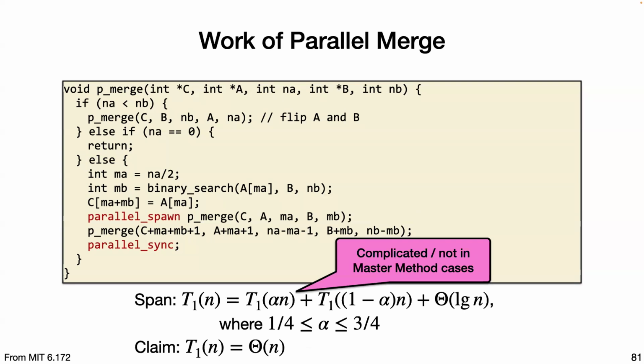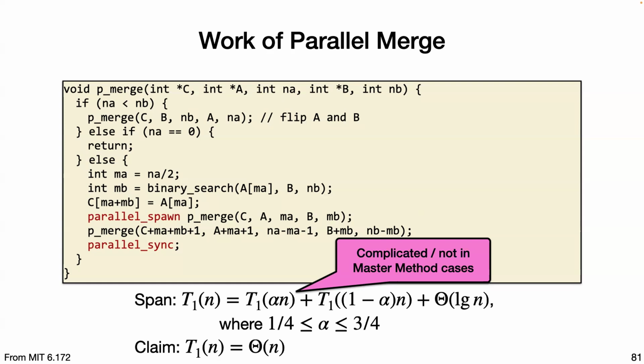Oh, sorry. This means to say work, I think, because T sub 1 is work. But T sub 1 of n is complicated because you get these split into non-equal halves. With span, it was easier because you can just take the max. And if you cut it by a constant factor, the max is still fine. But here, for the work, you have to take the sum because you just can't take the max.